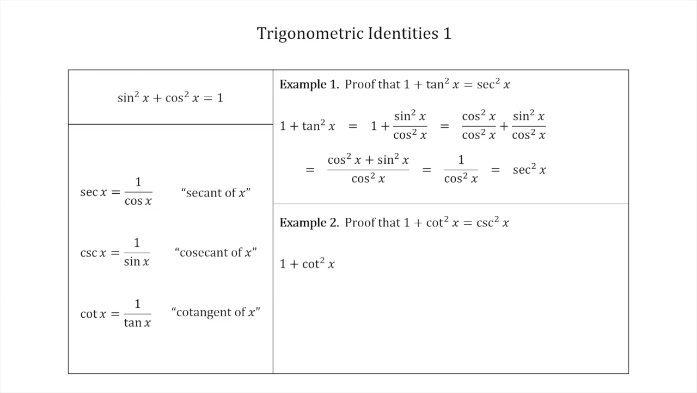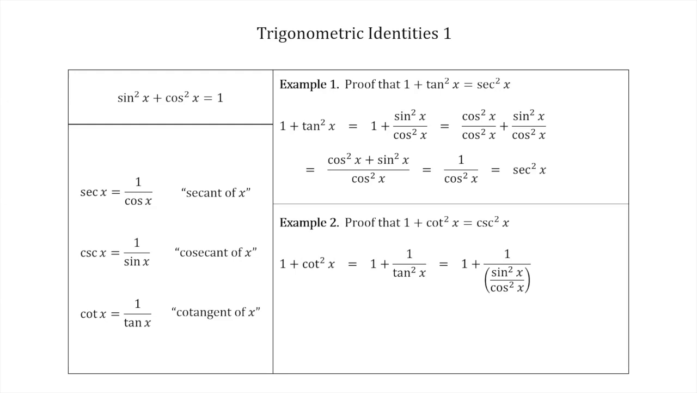Again, we'll start with the left-hand side, 1 plus cot squared. And we will say that this is equal to 1 plus 1 over tan squared. Again, that's just from the definition of cot. We can see on the left-hand side it equals 1 over tan. So 1 plus cot squared of x is 1 plus 1 over tan squared of x. We'll now once again use the definition of tan as sine x over cos x. So we have 1 plus 1 over sine squared x over cos squared x.